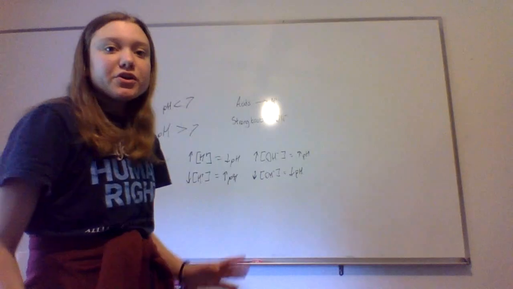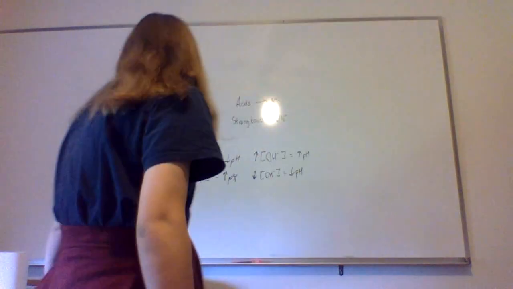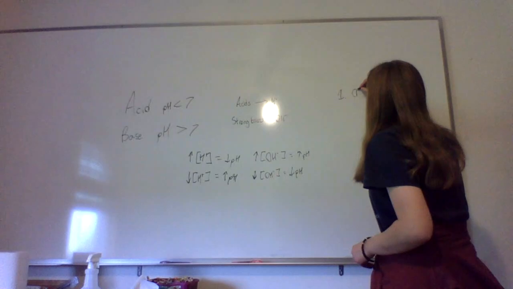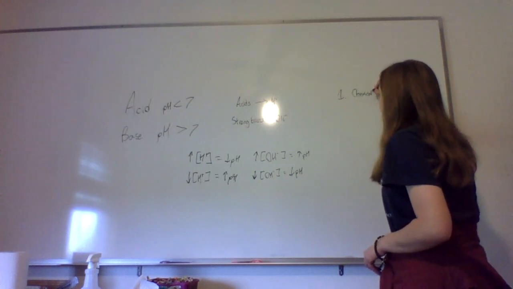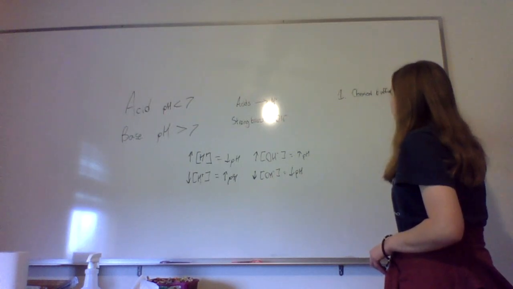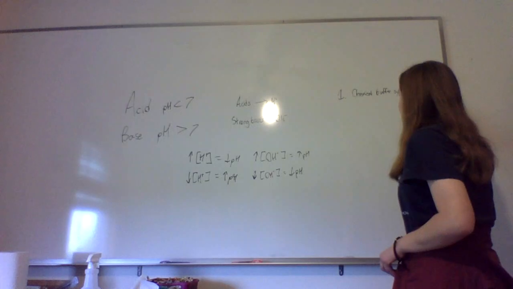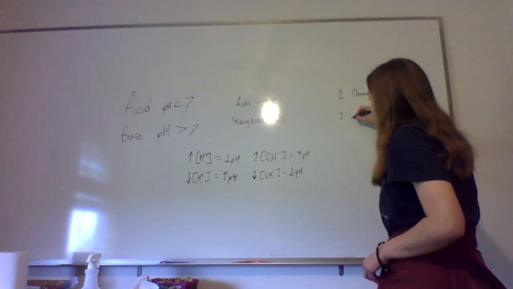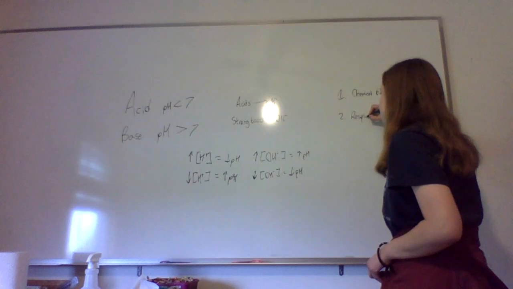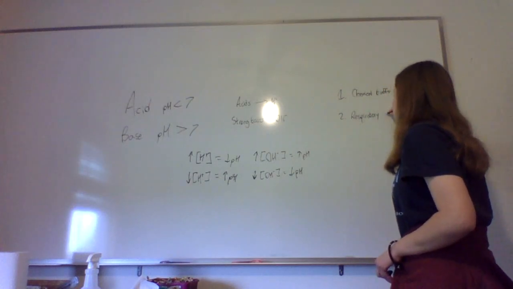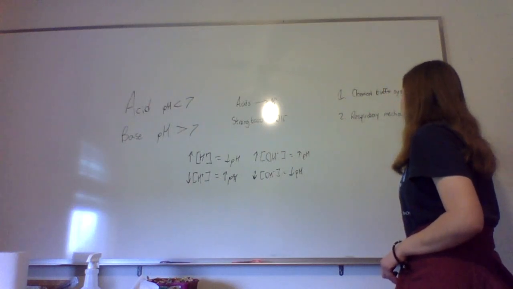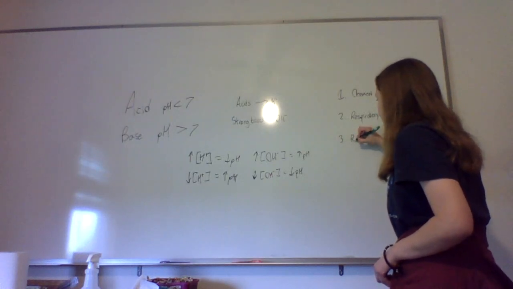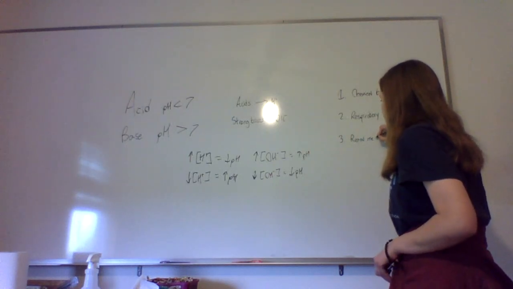Alrighty. So there are a couple different mechanisms we can use to maintain pH. So first of all, we have chemical buffer systems. And then we have respiratory mechanisms. And then renal mechanisms.